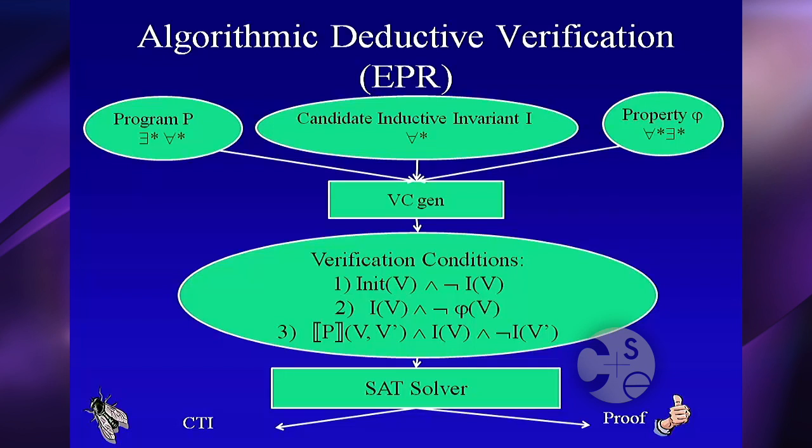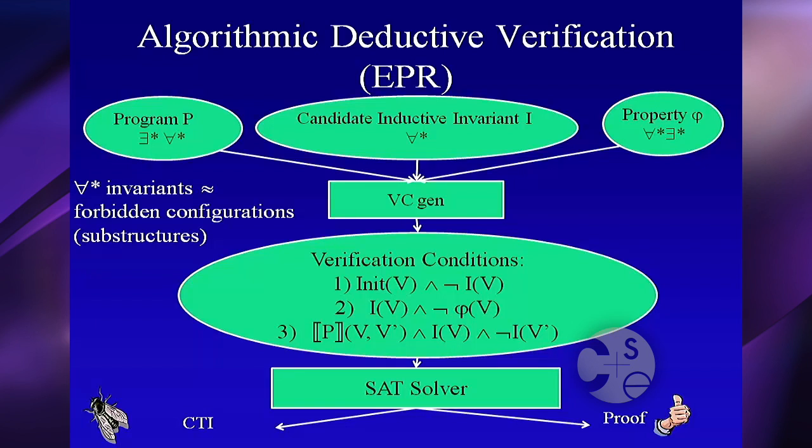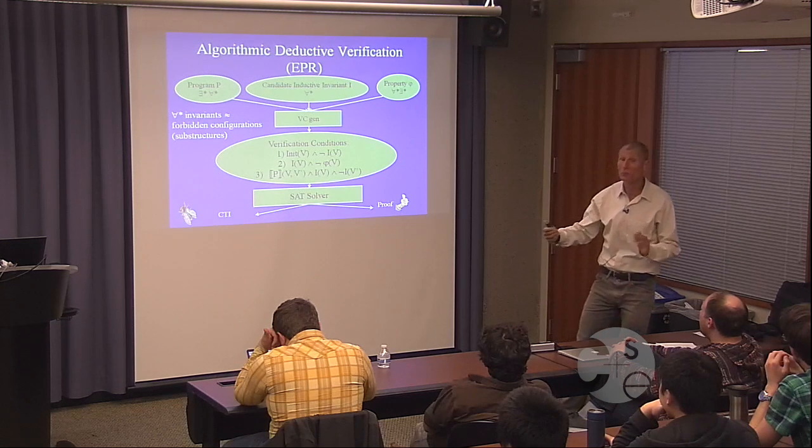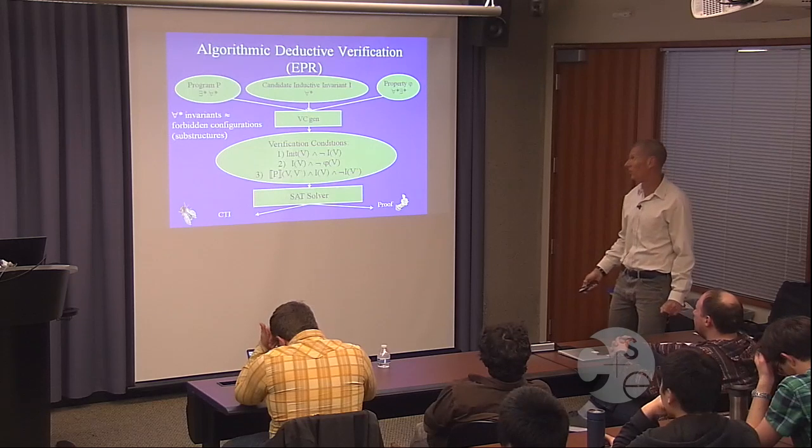So therefore, we can check algorithmically if a property is inductive, and you get either a counterexample to induction, or we get a proof. This is nice, because universal invariants capture this forbidden configuration. They capture the thing that, in fact, we have a configuration, and it can be extended in any way that you want. So that's nice. Sort of, we can show everything by means of example.